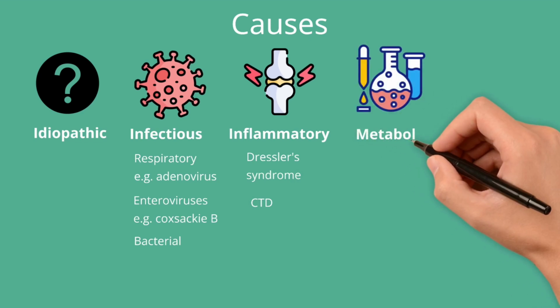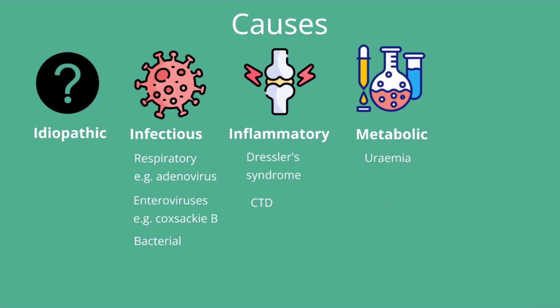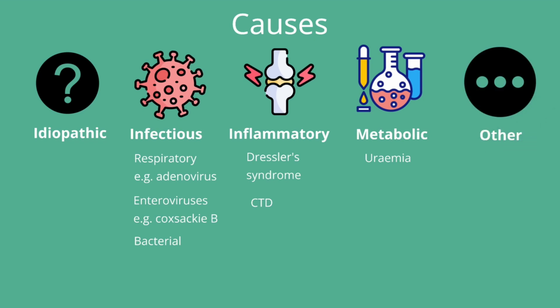Next, metabolic derangements such as uremia in acute or chronic renal disease are well described to cause pericarditis. Finally, other causes are much rarer, including drug-induced pericarditis, trauma, and malignancy or paraneoplastic disease.